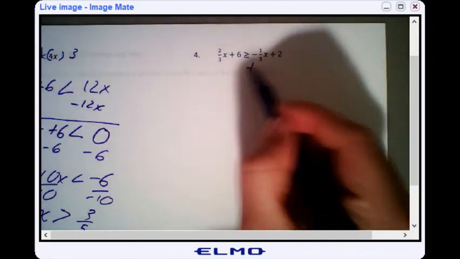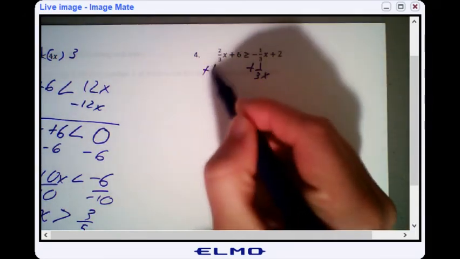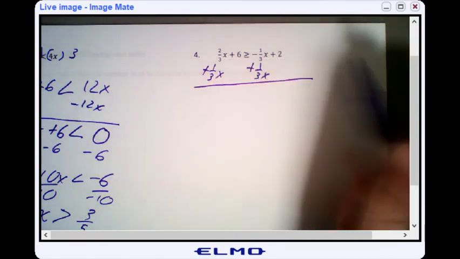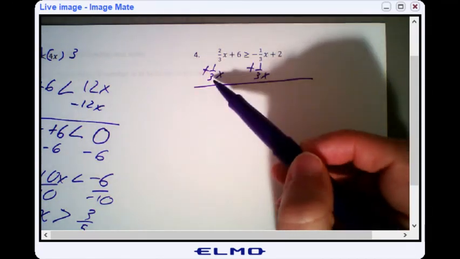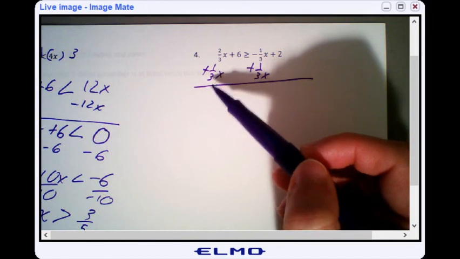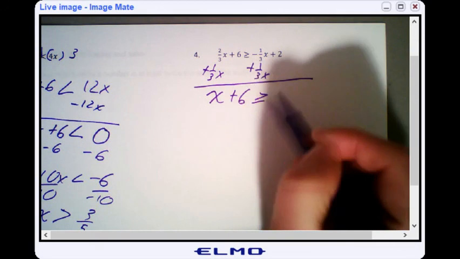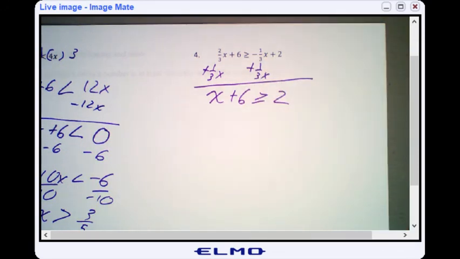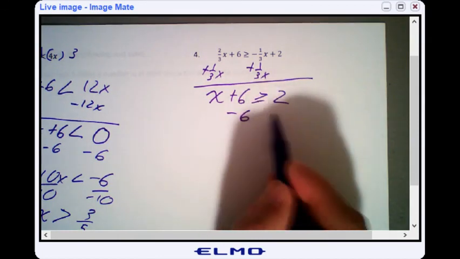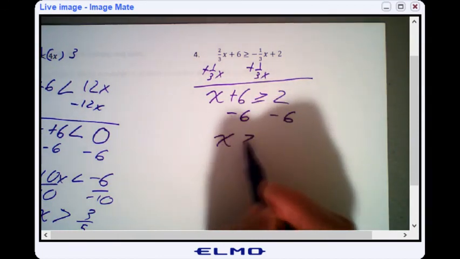I'm going to add 1/3 x. So 2/3 x plus 1/3 x gives me 3/3, which is just 1. So we're just going to get x plus 6 is greater than or equal to 2. And I'm like, phew, the fractions are gone. I want numbers on the right, so I'm going to subtract 6. I'm going to get x is greater than or equal to negative 4.